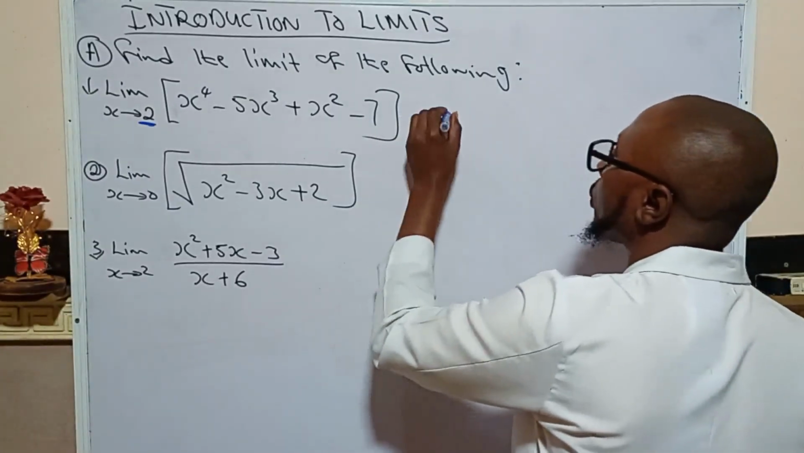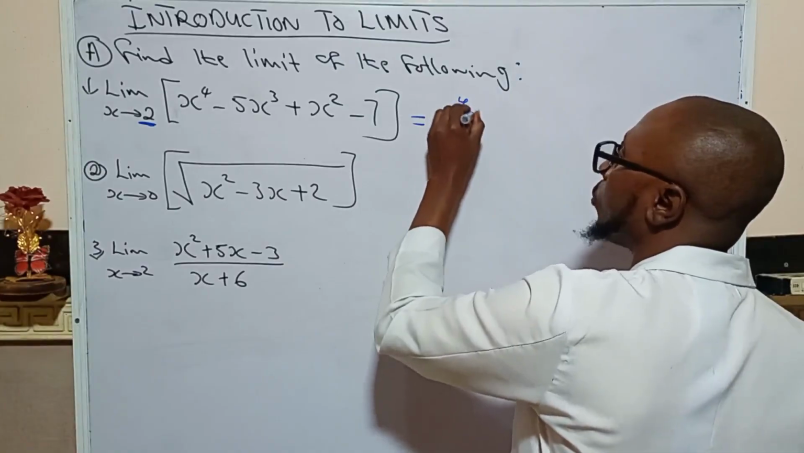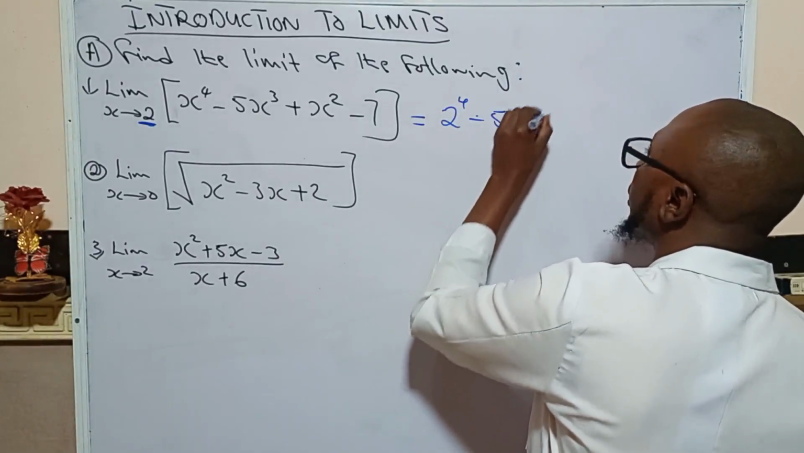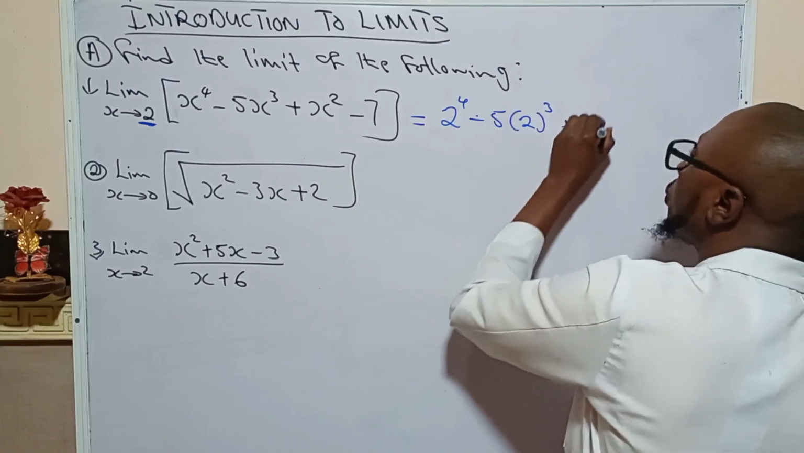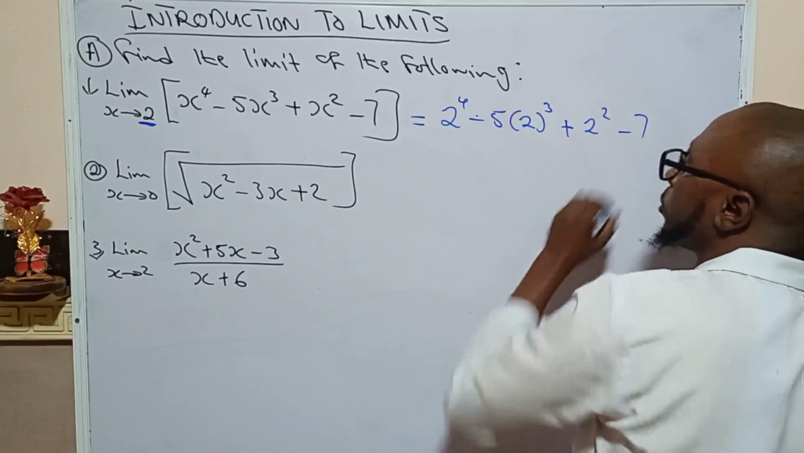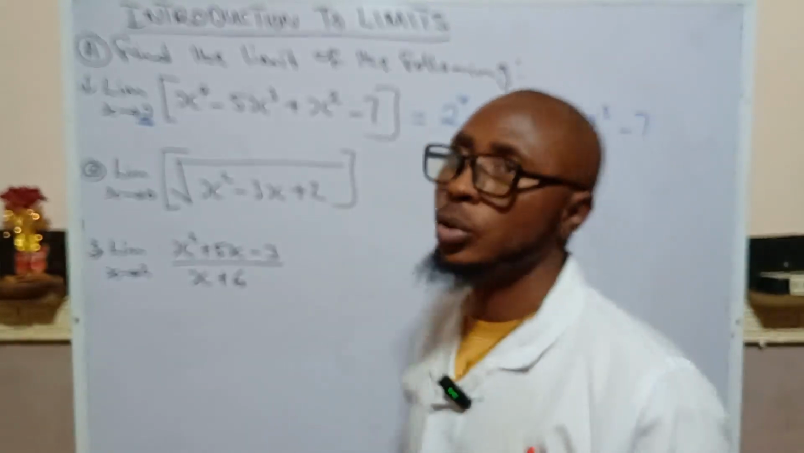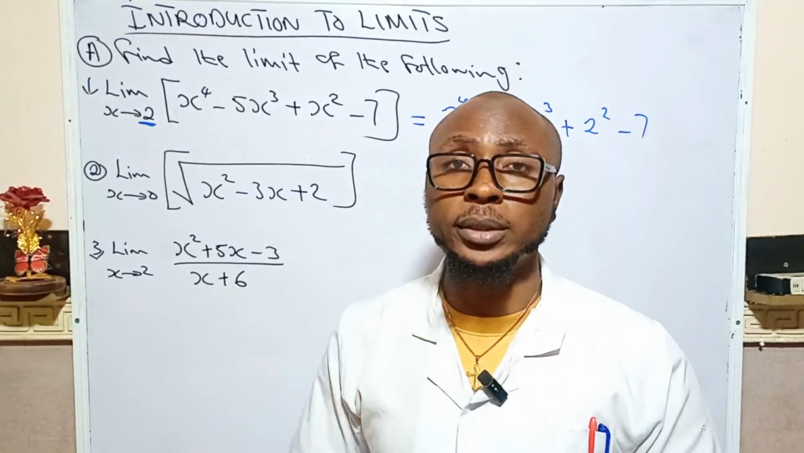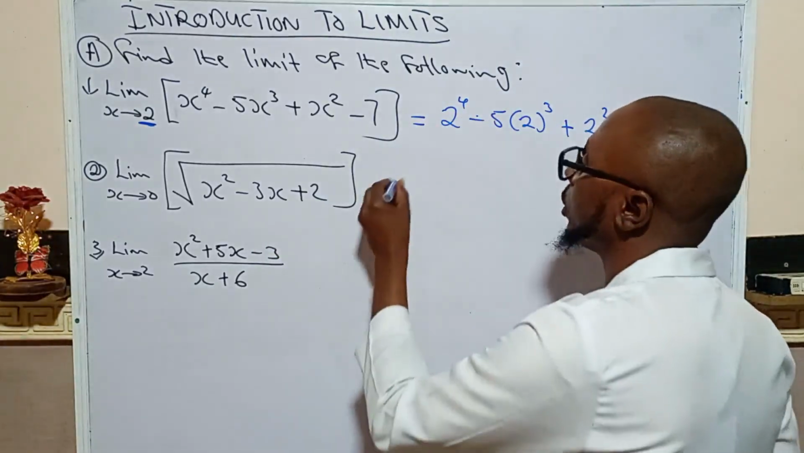For example, this one you're going to have 2 raised to the power of 4 minus 5 times 2 raised to the power of 3 plus 2 raised to the power of 2 minus 7. So once you input this and you run your calculation, whatever you have is your answer, and as simple as that. This other one is also the same thing.